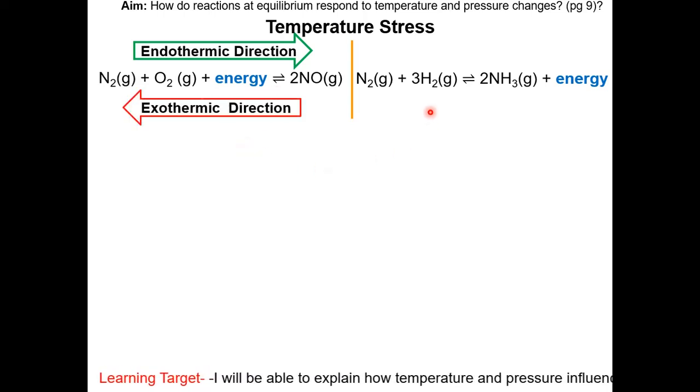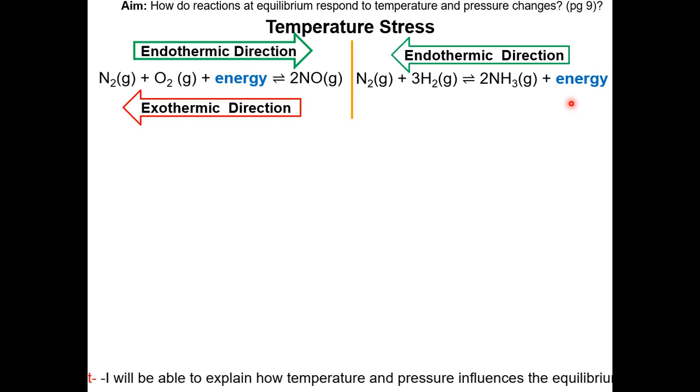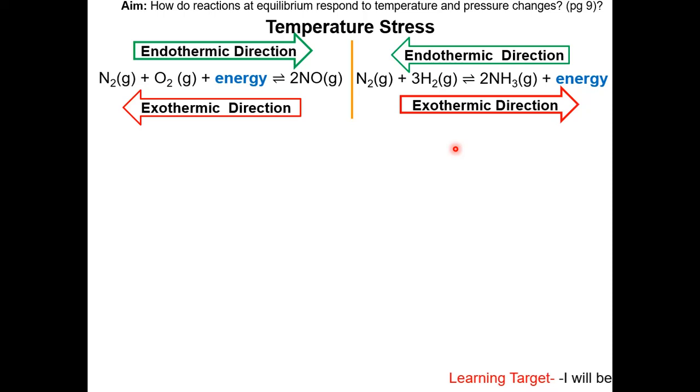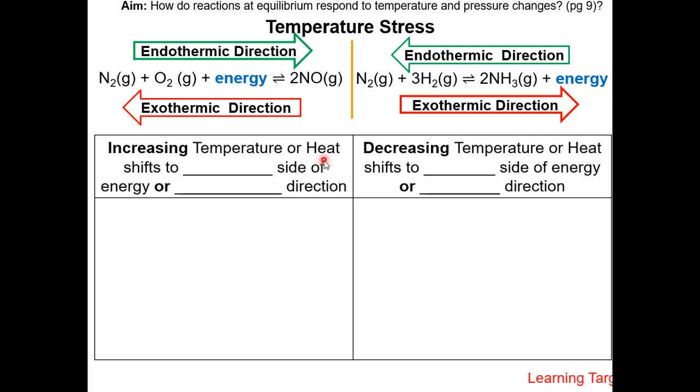Let's look at the second equation. Since energy is on the product side, the endothermic process is from right to left. Since the reverse reaction is endothermic, the forward reaction will be exothermic. Increasing temperature or heat shifts to the opposite side of the energy in the chemical equation, or the endothermic direction.